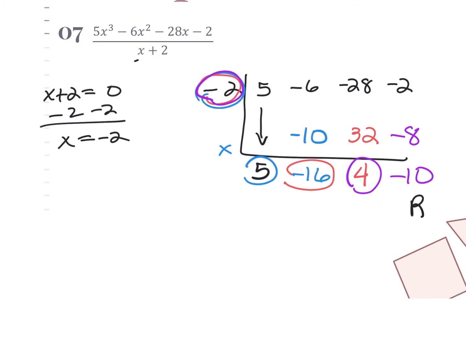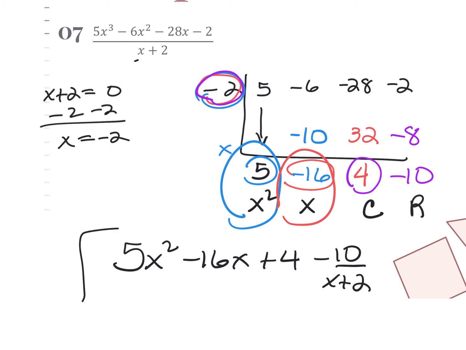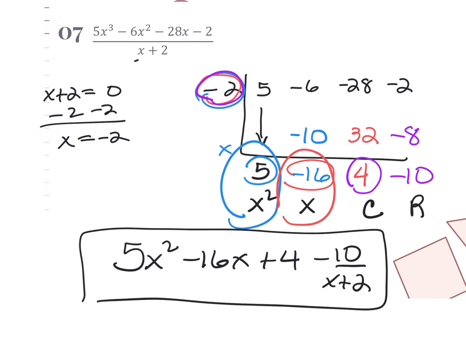So remainder, constant, x squared. So like you're counting back up. So now I have, for my final answer, 5x squared. So you're putting this together, then you're putting this together, so 16x negative. Then you put the constant, and then you put the remainder over the divisor. And you're done. Same answer I got when I did it using long division.